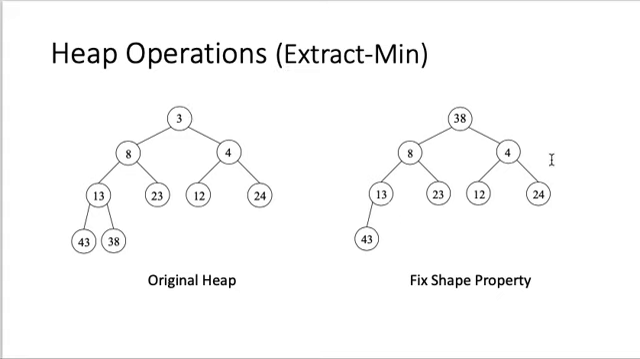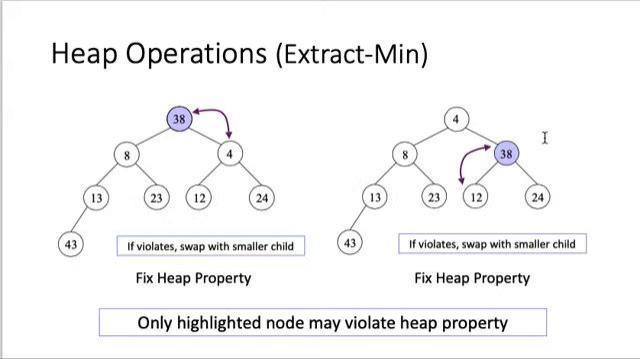Now you see that this corresponds to a binary tree that has the correct shape property. But it is not yet a heap, because there could be a violation of the heap property. Especially if you look at this, 38 is now larger than this child and also larger than this child. So it's not working. After that, we are going to fix the heap property.